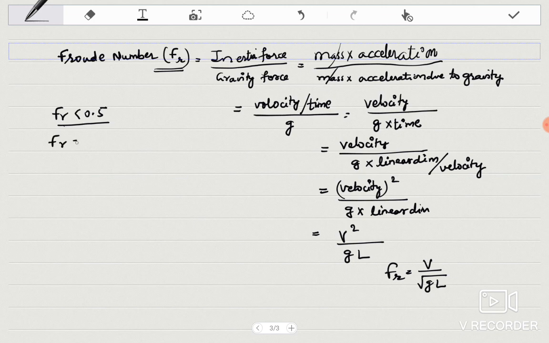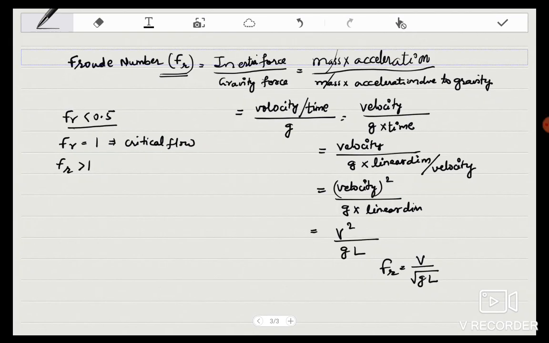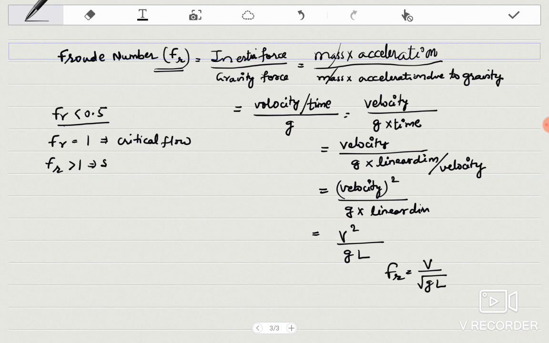It is also categorized as Fr is equal to 1. This is known as critical flow. Fr greater than 1, it is called supercritical flow, and it is characterized as fast rapid flow. In such type of situation, the surface waves, small surface waves, will be carried downward.